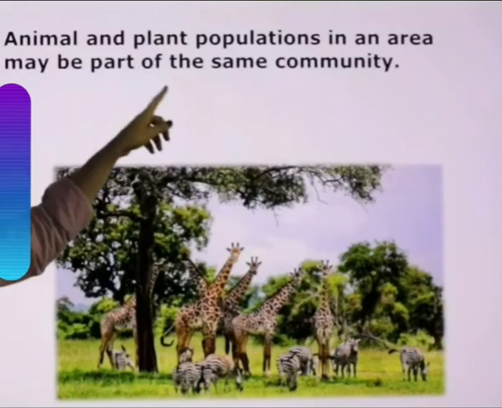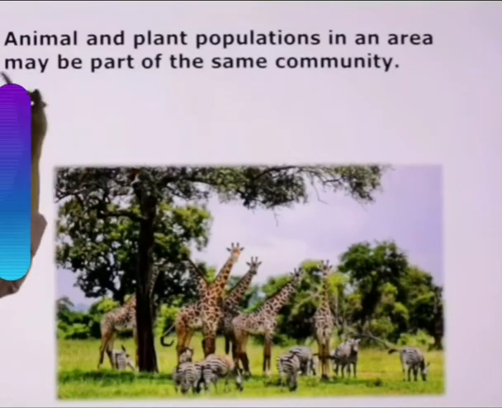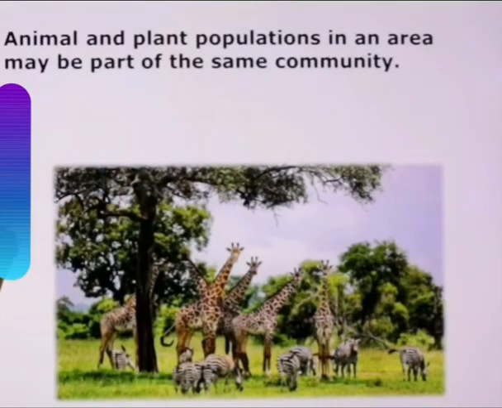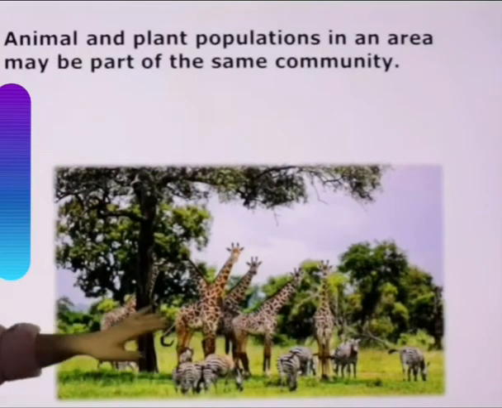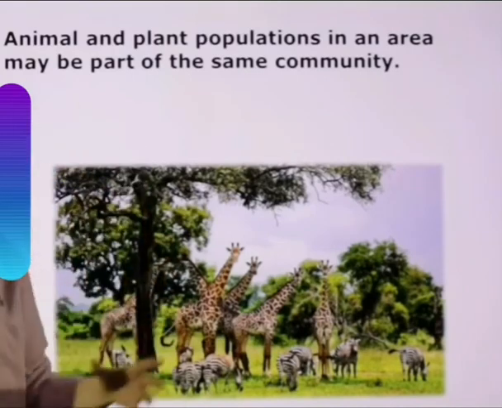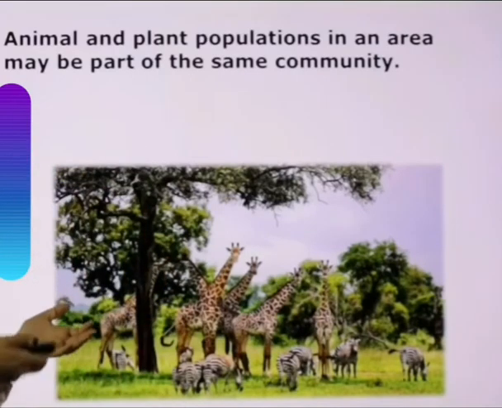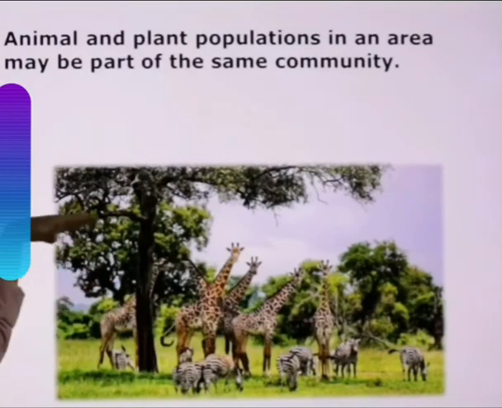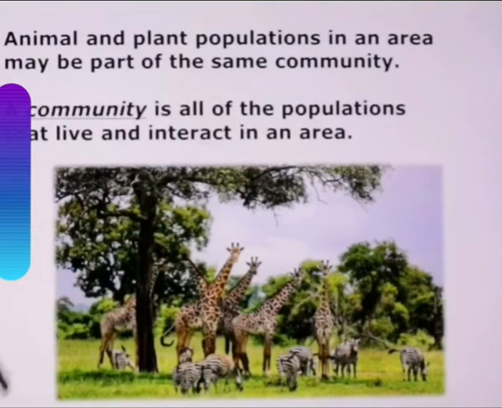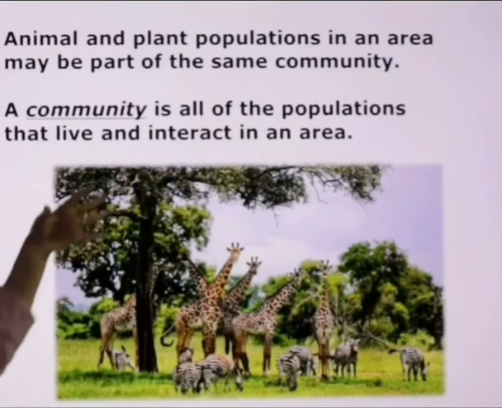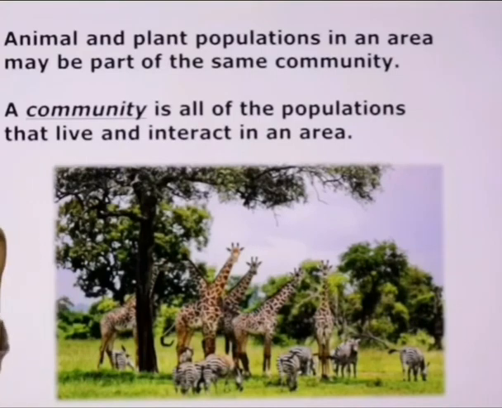Animal and plant populations in an area may be part of the same community. So, these giraffes with these zebras, with this grass, and these trees, all together, they make a community. Because I have a group of giraffes, a group of zebras, a group of trees. A community is all of the populations that live and interact with each other in an area.